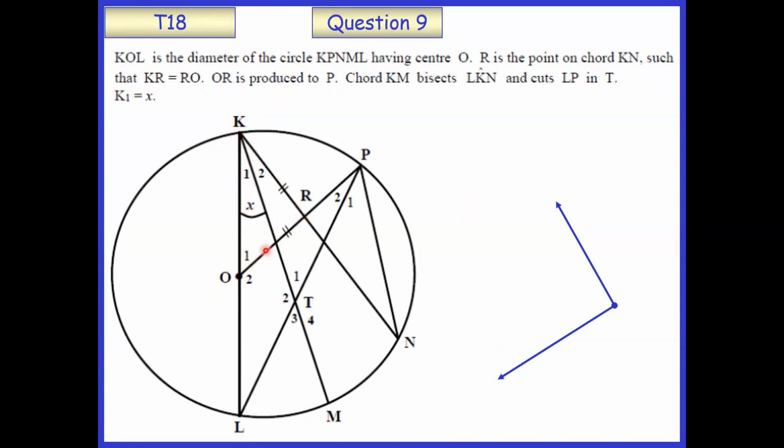So we see a lovely isosceles triangle there. Chord KM bisects LKN, which means to cut into equal halves. So LKN, K1 is equal to K2. That's what this bisect means. K1 equal to K2.